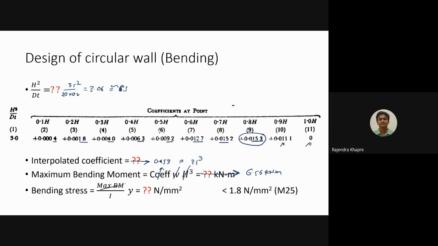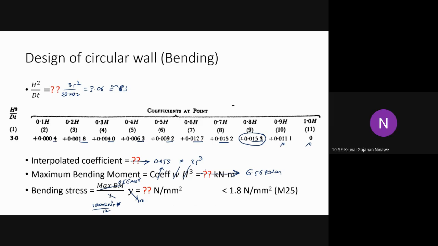So the bending moment value is 6.56 into 10 to the power 6. Okay, I is BD cube by 12, so this is 200 into 1000, 200 cube divided by 12, and the y will be something like 100, because the 200 is the thickness. Okay, so can anybody give me the value of stresses?